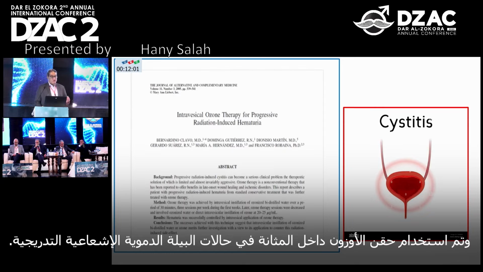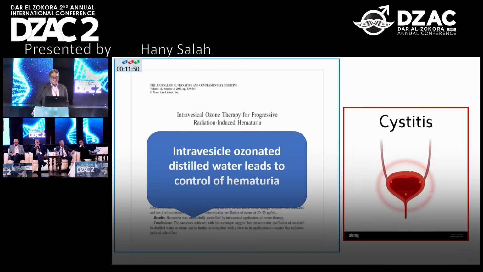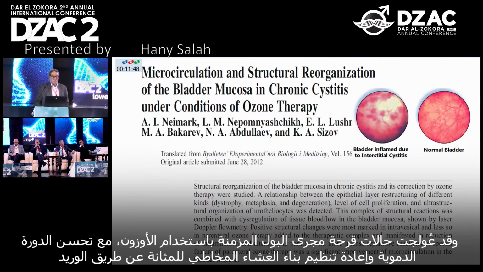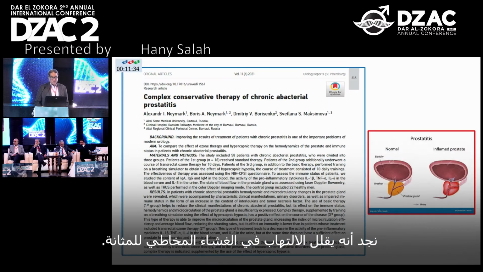Intravesical ozone water instillation has been used in progressive radiation-induced hematuria. Also, microcirculation and structural organization of the bladder mucosa in chronic cystitis have been treated with parenteral ozone therapy, with decreased inflammation of the bladder mucosa.